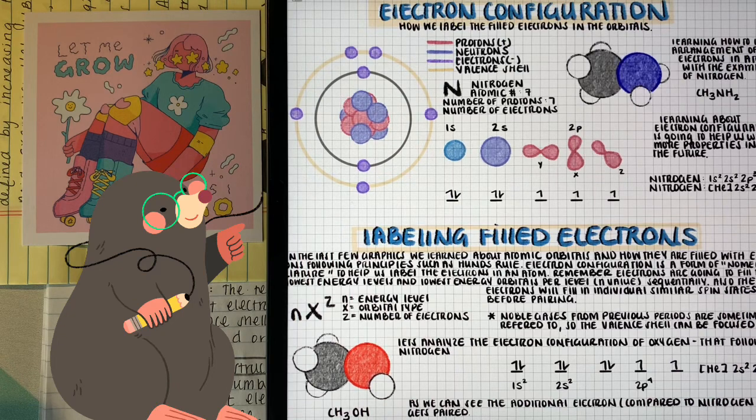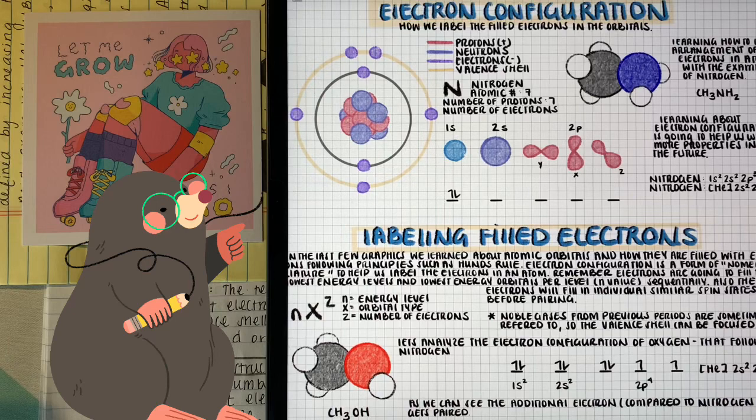Even though electrons can be paired, it takes energy to pair them. So when we have the option to, we're going to fill each orbital with 1 electron in the same spin state until we start pairing them. This is because it takes a little bit of energy to pair the electrons.